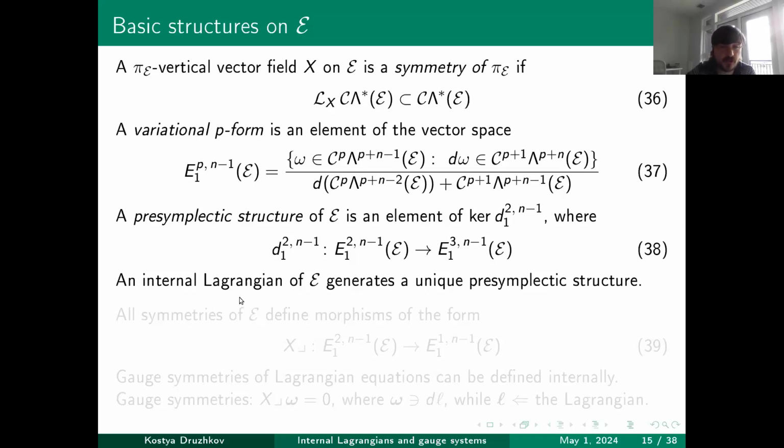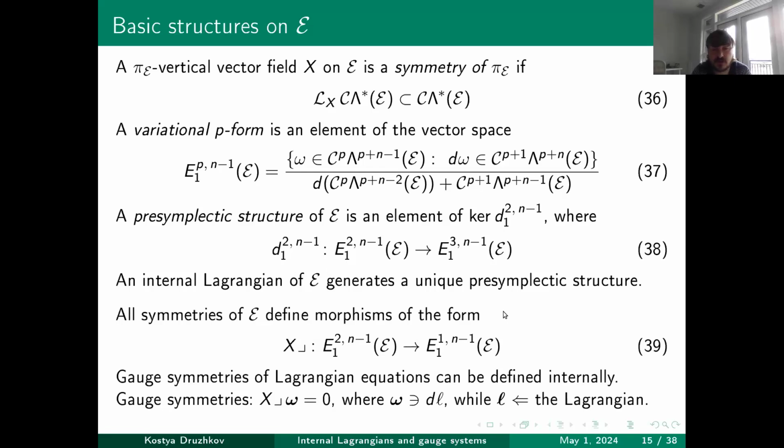An internal Lagrangian of epsilon generates a unique presymplectic structure. If you can remember, internal Lagrangians arise as elements of some cohomology, and they arise with the corresponding spectral sequence. And it's important to say that presymplectic structures also arise in this spectral sequence, and we have the corresponding differential. So internal Lagrangians generate presymplectic structures, and the corresponding differential is just induced by the de Rham differential. And this differential is also induced by usual de Rham differential. It's just de Rham differential on equivalence classes.